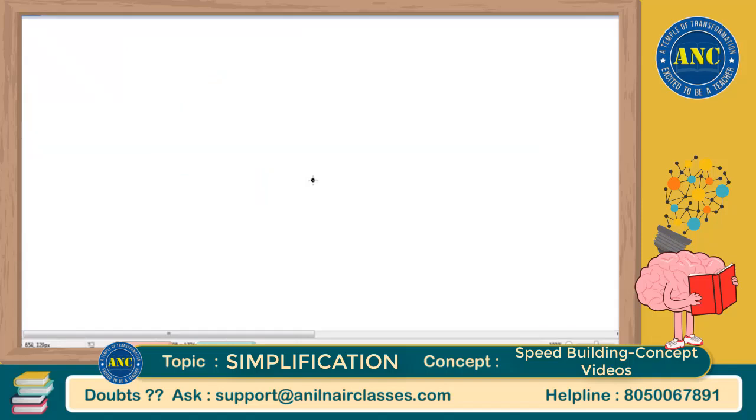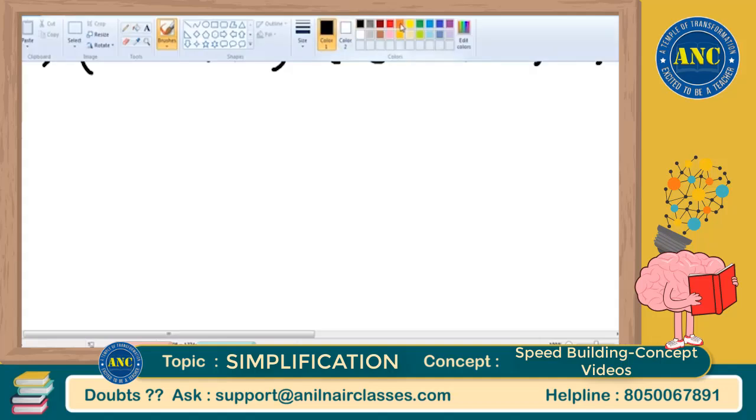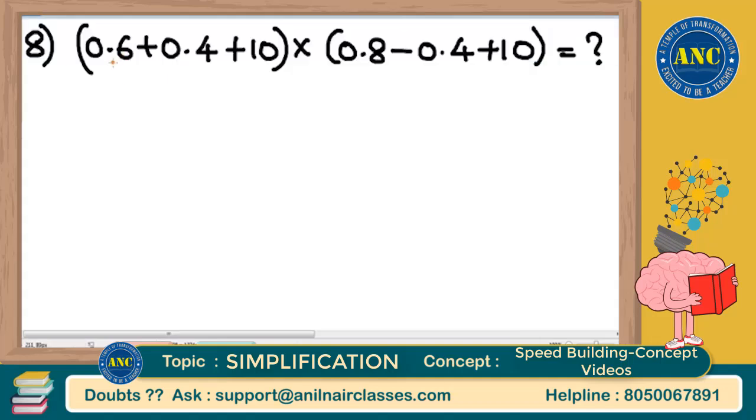Next question. Please see my 8th question of today's class, sir. 8th original examination question. (0.6 + 0.4 + 10) × (10 − 0.4 + 10)... very easy question, but this is an examination question. I cannot escape from taking this question. It's a very easy question, sir. I can't help it. It's an original exam question.